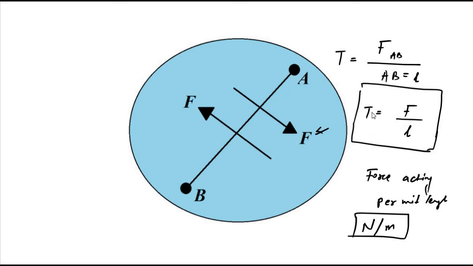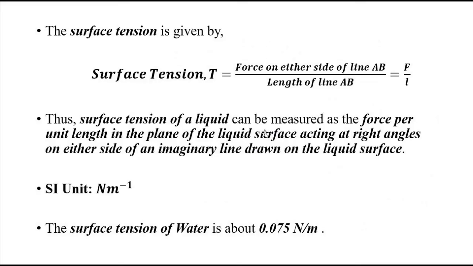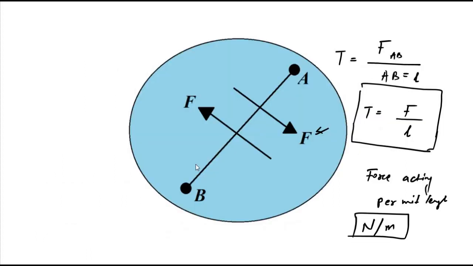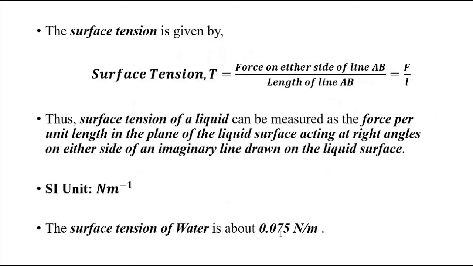Simply, surface tension T is equal to force by length, or force per unit length. Its unit is Newton per meter. For example, the surface tension of water is about 0.075 Newton per meter. So for every 1 meter on the surface of water, there exists a force of 0.075 Newton acting per meter.